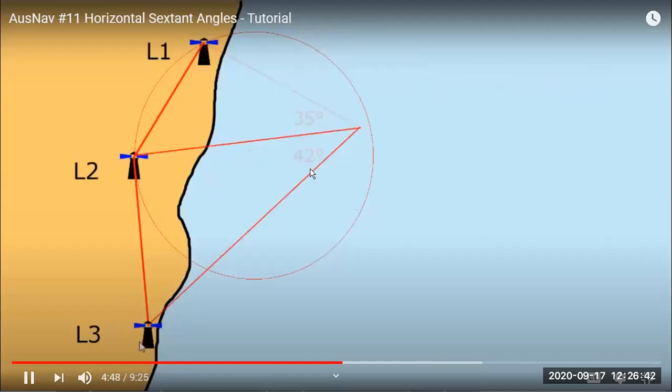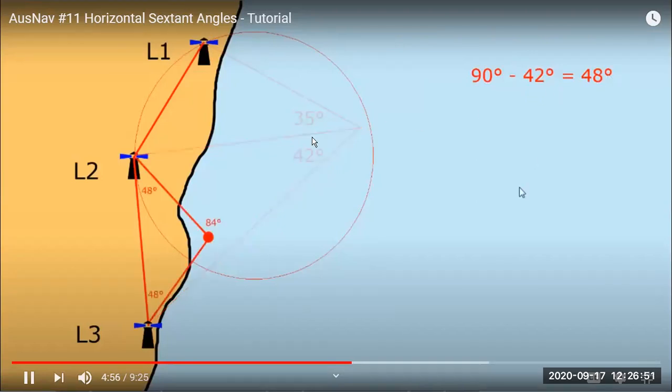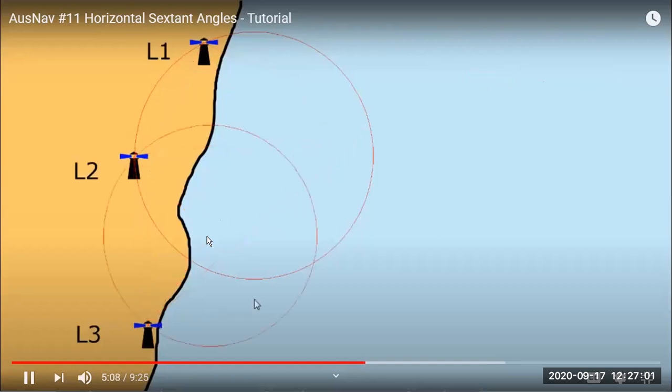Now we have the second lighthouse and third lighthouse, L2 and L3. Same calculation: 90 minus 42 degrees, and we get 48 degrees. From the baseline, we draw 48 degrees and we get an angle of 84 degrees at the center where it is cutting. From this intersection point, we take this radius from the lighthouse and draw one more position circle. Wherever the two position circles intersect, that will be the ship's position.